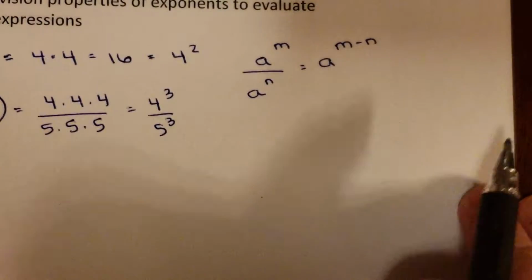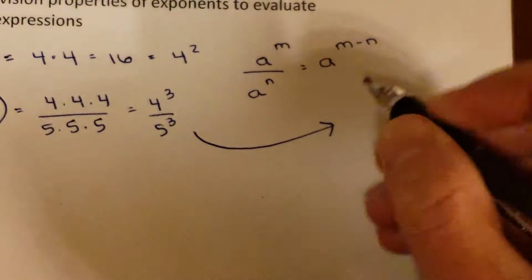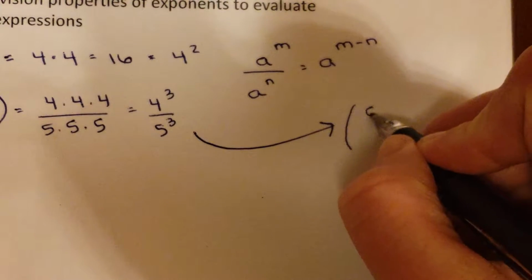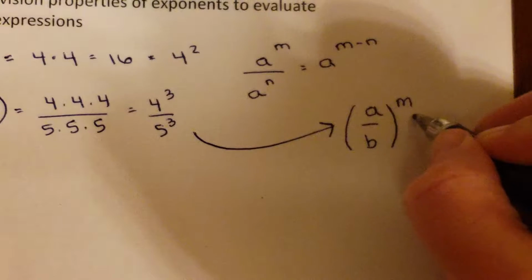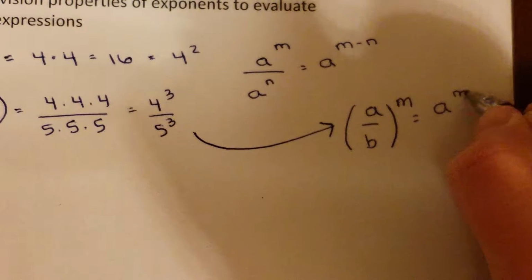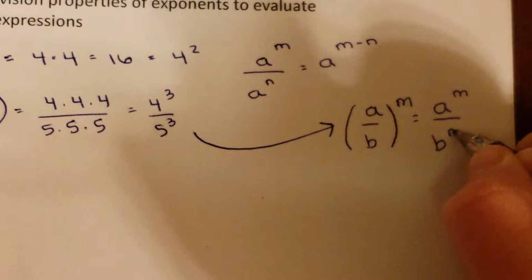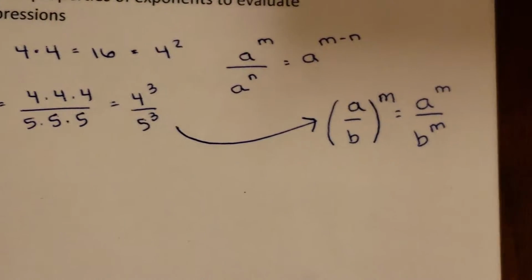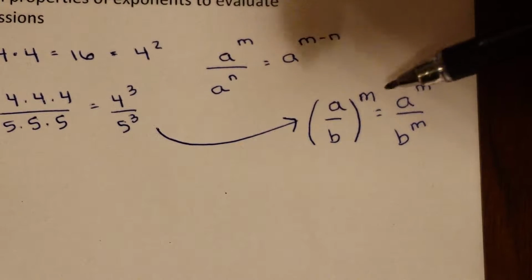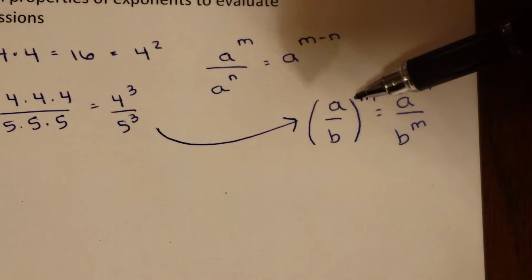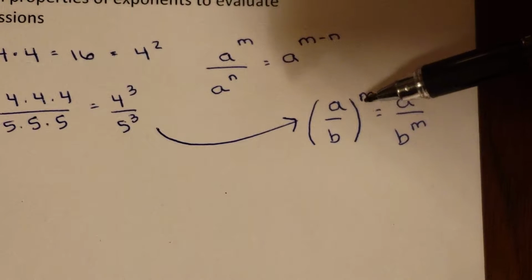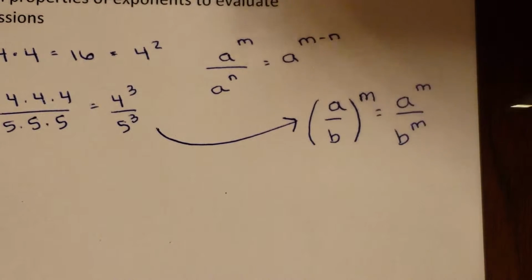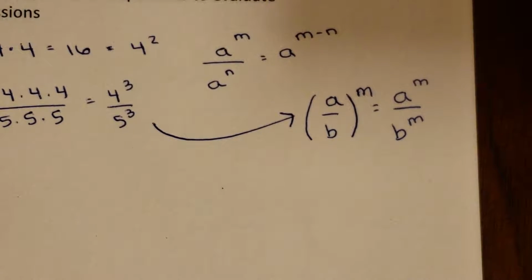Well, we use this rule, which I'll write here. A over b to the power of m is the same as a to the m over b to the m. In a previous lesson, we learned that anything outside of the parentheses as an exponent does go to all things within the parentheses. The same is true. It goes to everything within the parentheses, and that includes a fraction, and it goes to the numerator and the denominator.